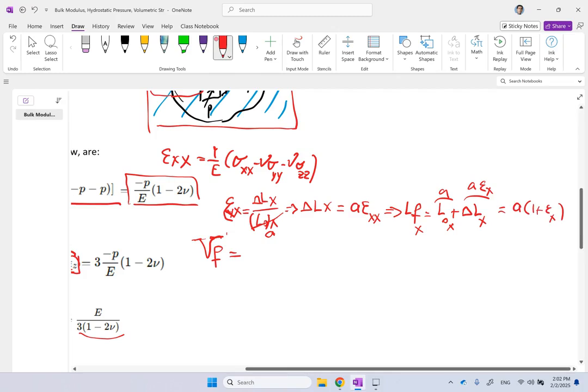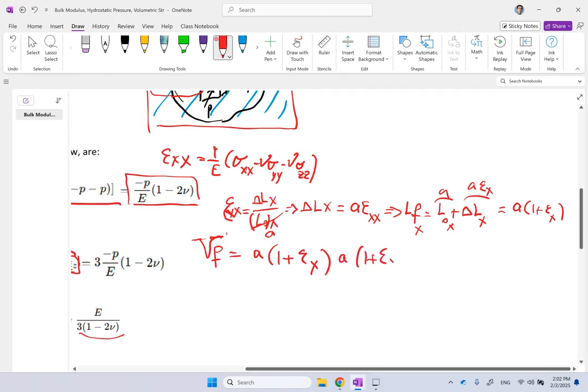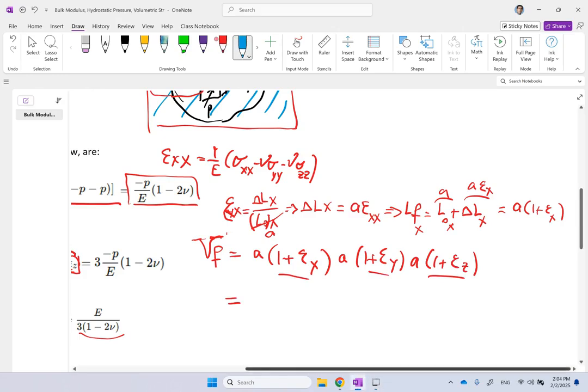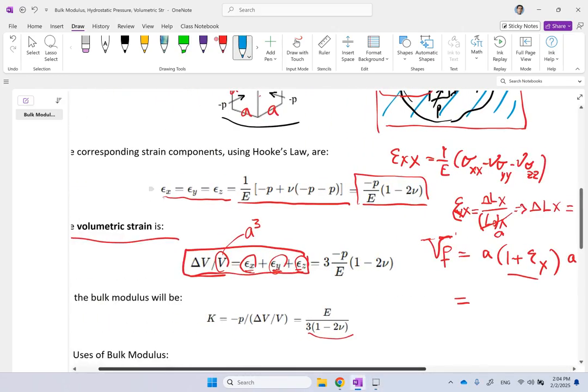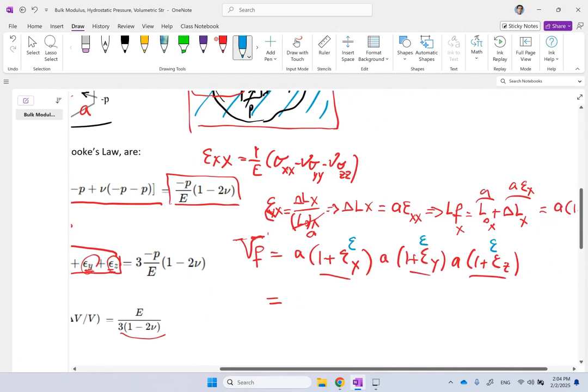So if you look at your volume, it's going to be A times 1 plus epsilon x, that is the new dimension in the x direction, times A times 1 plus epsilon y, times A times 1 plus epsilon z. Okay? Now, consider in this case, all of these epsilons are the same, right? Let's just call it epsilon. All of these 3 epsilons are the same. So it's basically going to be A cubed times 1 plus epsilon to the power 3. Correct? This is the final volume.